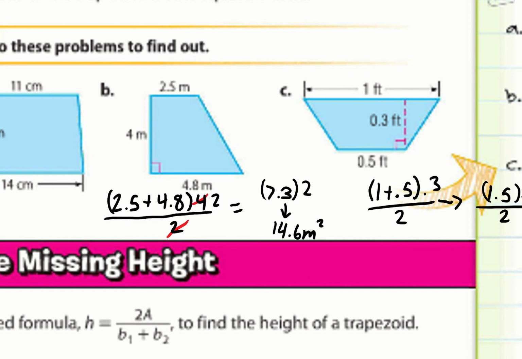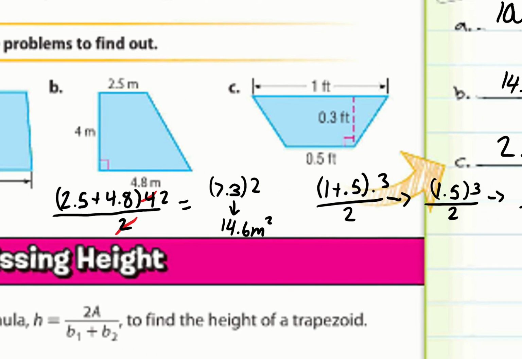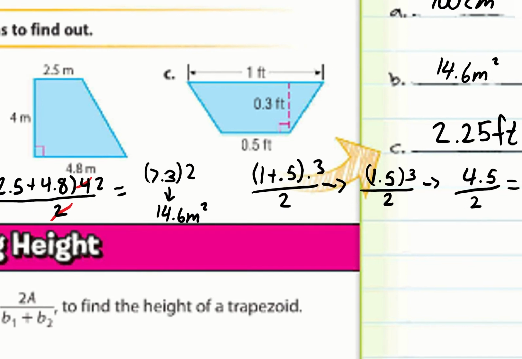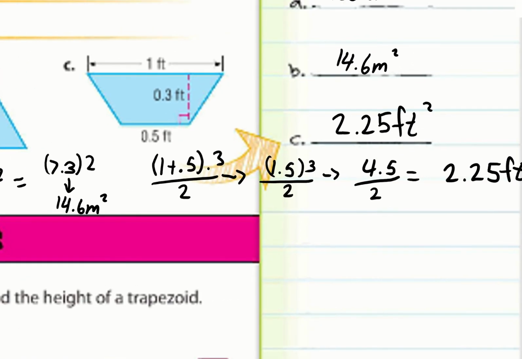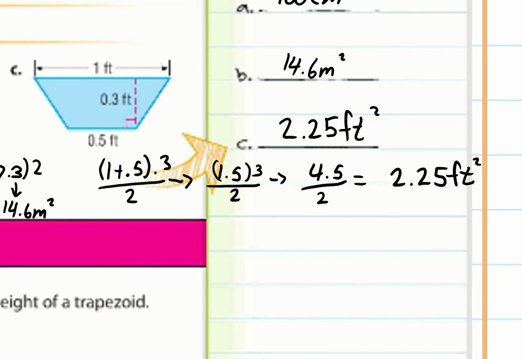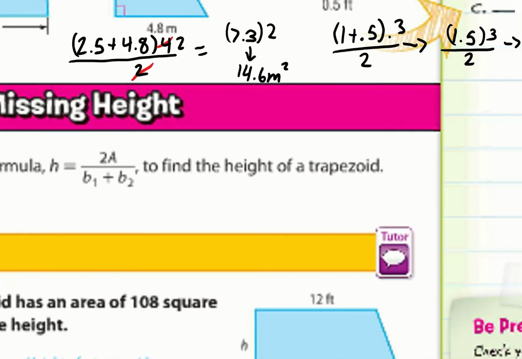For B, same thing, my height is 4, and that's compatible with 2, so I can simplify the 2 and the 4. 2.5 plus 4 and 8 tenths equals 7 and 3 tenths, times 2 is 14 and 6 tenths meters squared. For C, I have base 1, or base 2, it could be either or. 1 plus a half is 1.5, times 3 is 4.5. Divide that by 2, we get 2 and 25 hundredths feet squared.